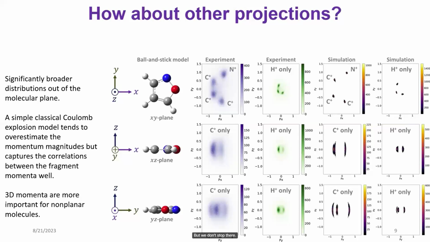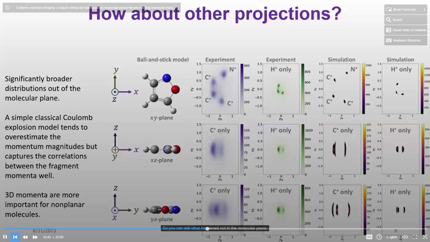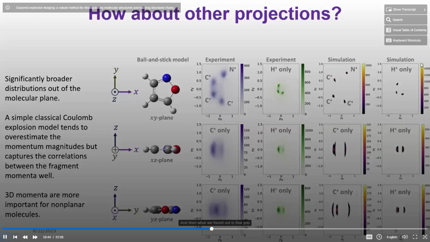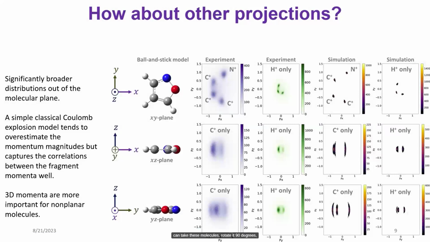But we don't stop there, we also want to look at the other plane. So you can ask what happens not in the molecular plane, but in the out-of-plane motion. What we found is that you can take these molecules, rotate 90 degrees, and look at the other two of the three principal planes. What we found is that those look pretty localized in the molecular plane. If you look at the out-of-plane component, the distribution looks much broader, meaning that the molecules tend to exhibit a lot of vibration out of plane.